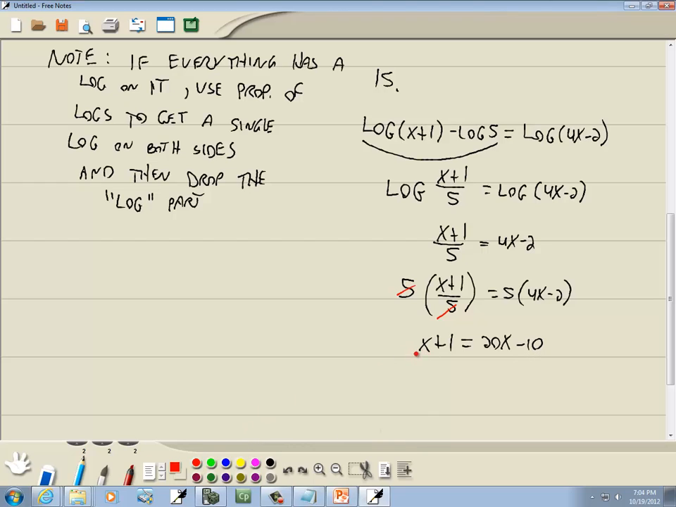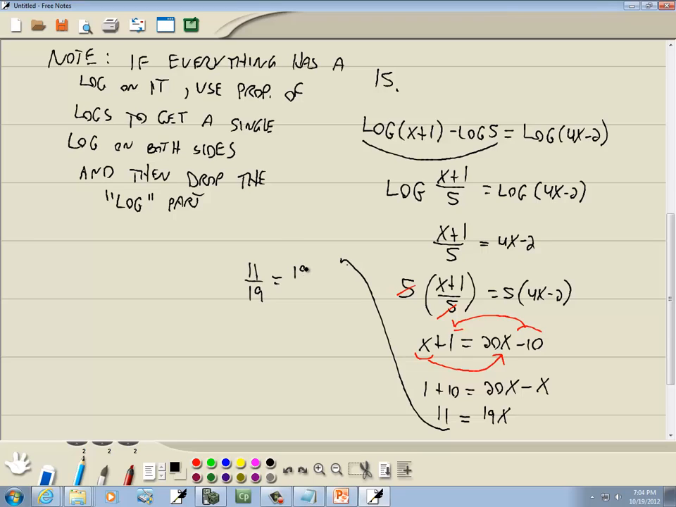We want to get everything with an x on one side, so I'll take the x over to the right side and negative 10 over to the left side. So we've got 1 plus 10 equals 20x minus x. Well, 1 plus 10 gives us 11. 20x minus x gives us 19x. Divide both sides by the number in front of our x, so we'll divide both sides by 19. And those 19s cancel. And we get x equals 11/19.